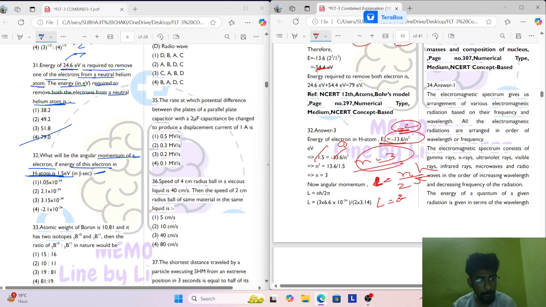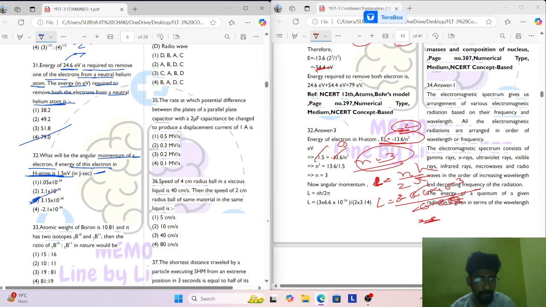Okay, and h by 2 pi, h is equal to what? 6.6 into 10 to the power minus 34. 2 into pi means 6.28. So this is equal to around 1. 1 into 3 means 3. The answer will be around 3. So therefore option number 3 will be the correct answer here.